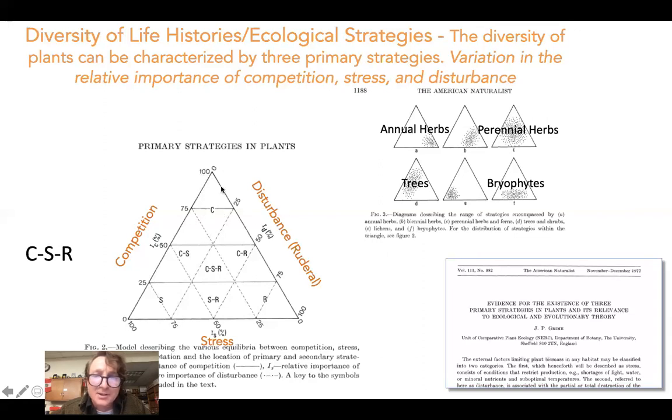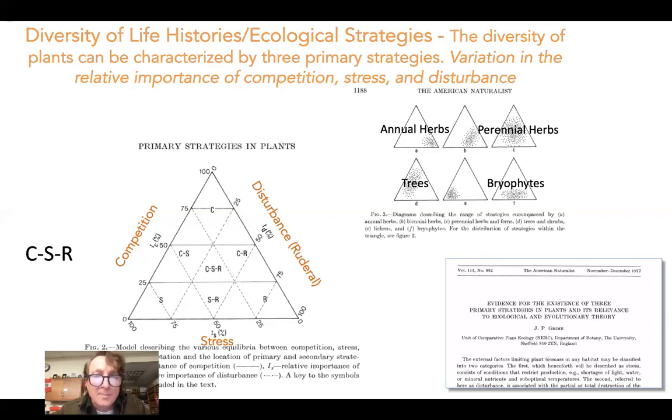And they don't like a lot of disturbance, whereas annual herbs and things tend to like a lot of disturbance, but deal with very little stress, and they tend not to be really good competitors, okay? So that's very nice in terms of how we start to classify, but can we do better at characterizing the diversity of life histories and strategies?